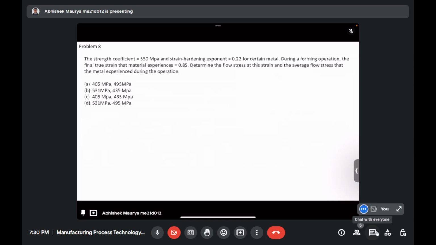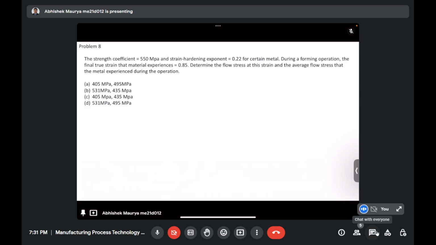Are you able to solve it, or shall I start discussing it? Can any of you please respond in the chat box? Or do you need some more time in order to solve it? Okay, so let me help you out.